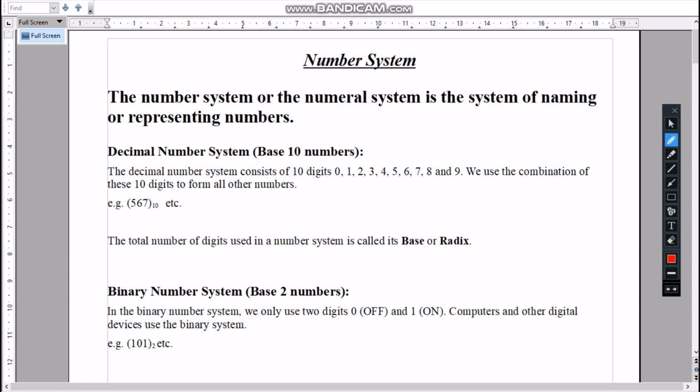Now the second type, the binary number system or base 2 numbers. In the binary number system, we only use two digits, 0 that is off and 1 that is on. Computers and other digital devices use the binary system. For example, 101 having base 2.